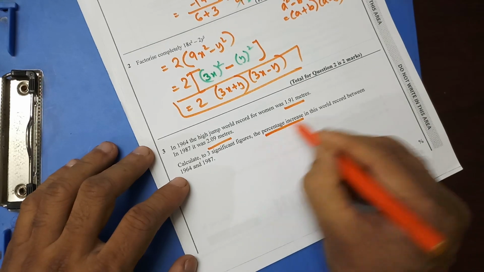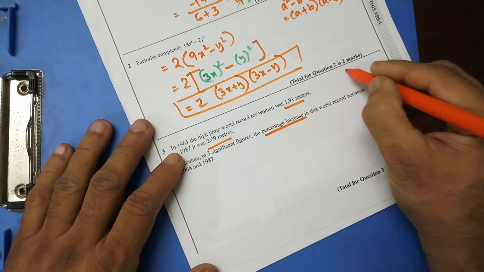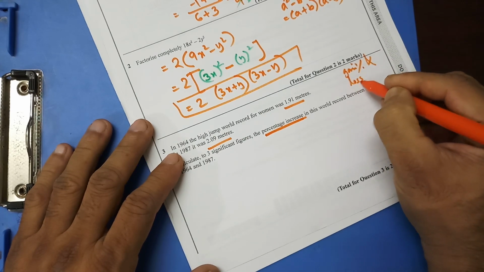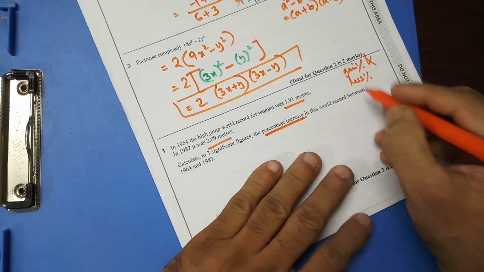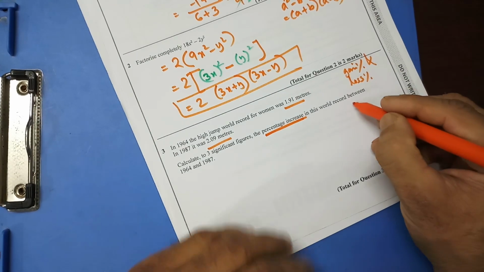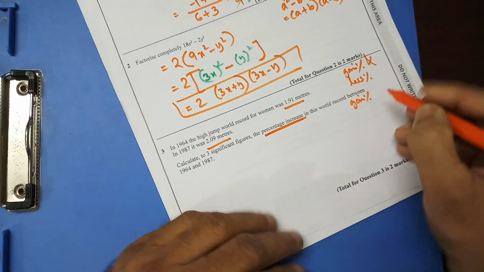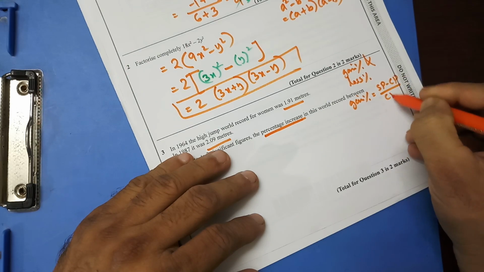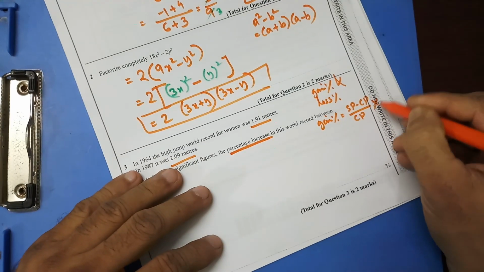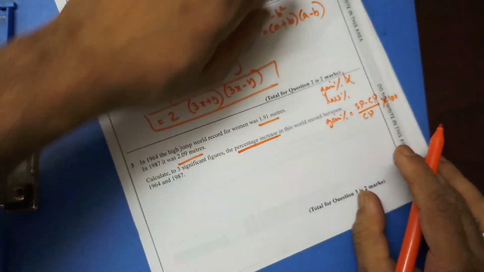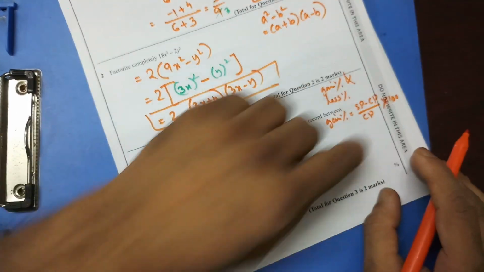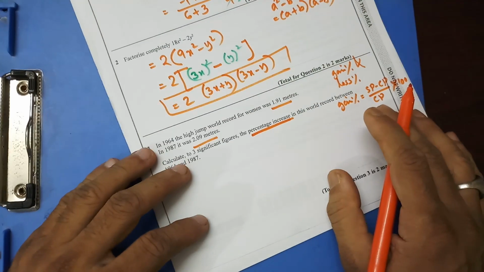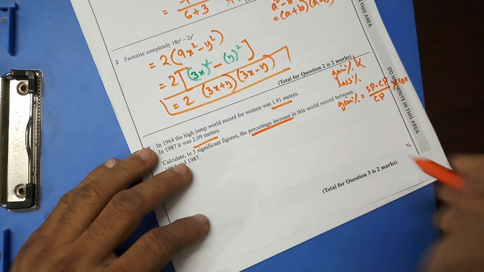Percentage increase sounds like gain percent, loss percent. Gain percent and loss percent is actually exactly that formula. In gain percent, we used to use this formula: SP minus CP divided by CP, then times 100. Okay, in your original question paper, don't write down this thing. I'm just showing you this kind of thing while solving. I can do that, but you don't do this.